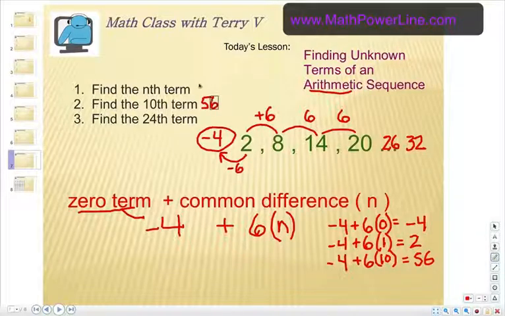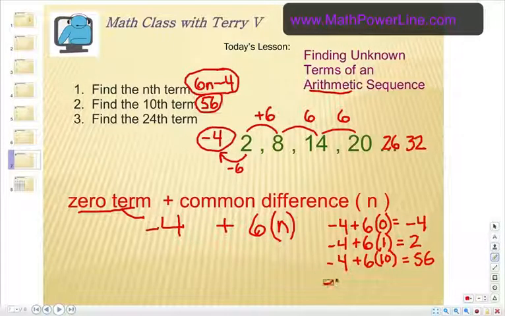Now let's go ahead and fill in number 1 here. Usually, if the 0 term is negative, we put it at the end. It's basically proper form. So just to clean it up here, that would be 6n minus 4, and 56 is the 10th term. And let's finish this up.